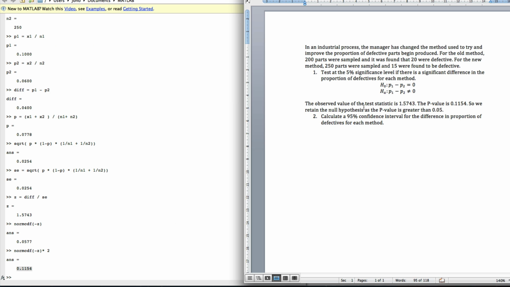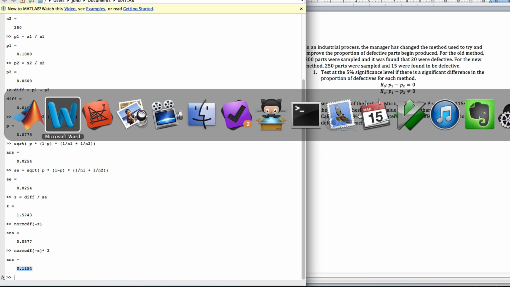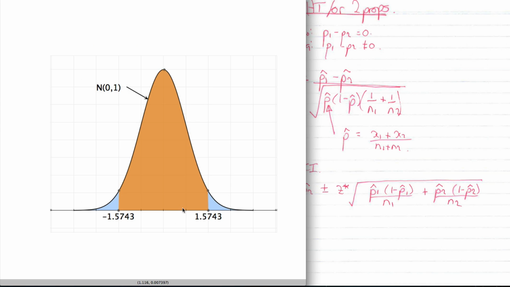Okay, the 95% confidence interval now. Let's go back and look at the cheat sheet. So we need to calculate our z star. It's going to be p1 minus p2, so that's our diff, which we've already done, plus or minus z star times the standard error as well. We've calculated p1 hat and p2 hat, so it's just the z star. So what would the z star be?